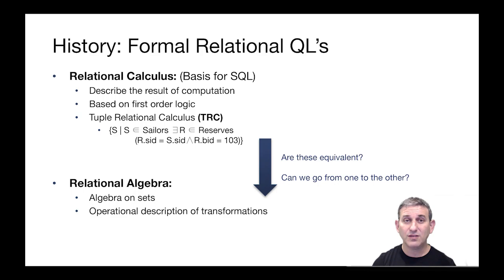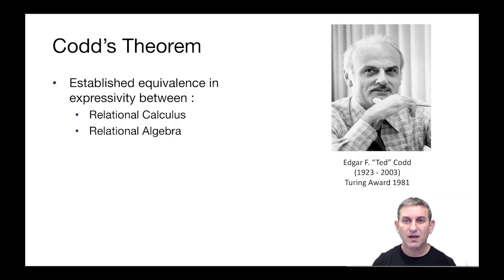Now the question is, are these two languages equivalent? And can we translate from one to the other? And these were problems that people thought about back in the 1960s. Specifically, a guy named Ted Codd was the person at IBM who pioneered this area. He's often known as the founder of the relational model. And his key theorem, Codd's theorem, established an equivalence in expressivity between the relational calculus and the relational algebra. He showed that all the queries you can say in the calculus can be expressed in the algebra, and all the operations that you could compose in the algebra can be expressed with an equivalent expression in the calculus. And for this work, Codd was awarded the Turing Award in 1981.